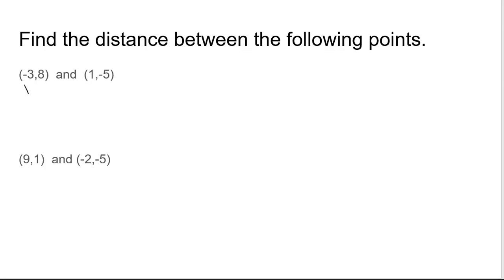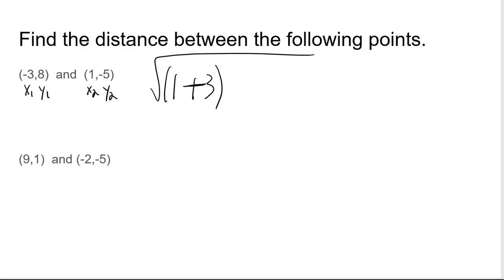Alright, the first thing we're going to do is label, so x1, y1, x2, y2. Then we're going to go through the formula. You should have the formula written down, so it should be x2, that's 1, minus negative 3. So when you do minus negative 3, that's plus 3. It only changes when the second number is negative, not all the time.